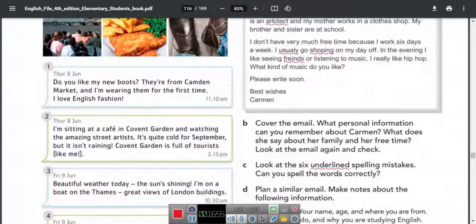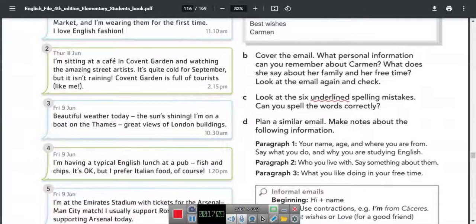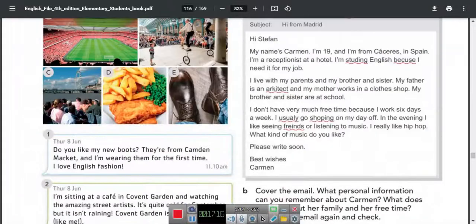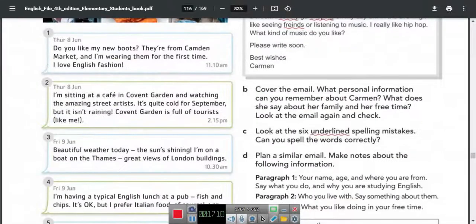Now, cover the mail. What personal information can you remember about Carmen? What does she say about her family and her free time? Look at the email again and check. Итак, что мы узнали о Кармен, как она проводит свободное время, как про ее семью. Look at the 6 underlined spelling mistakes. Can you spell the words correctly? Некоторые слова здесь написаны неверно. Можете их исправить.